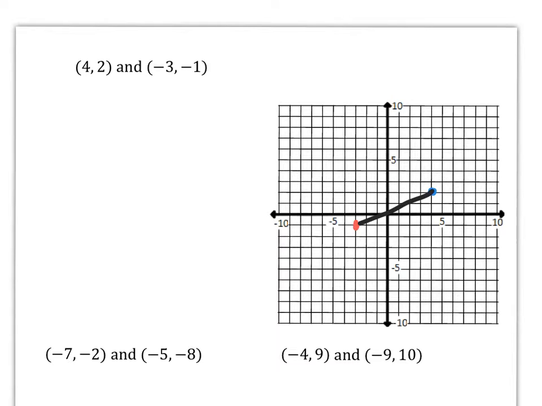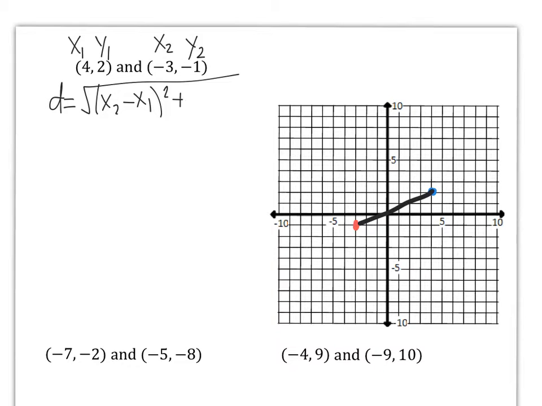Okay, so before I get started, I'm going to go ahead and label my ordered pairs so I know what is what. So I have x1, y1, and then I have x2, y2. So then I'm going to use the distance formula. So again, D equals the square root of x2 minus x1, the quantity squared, plus y2 minus y1, the quantity squared. And let's fill in what we have.